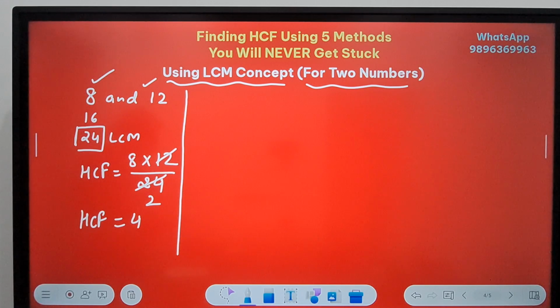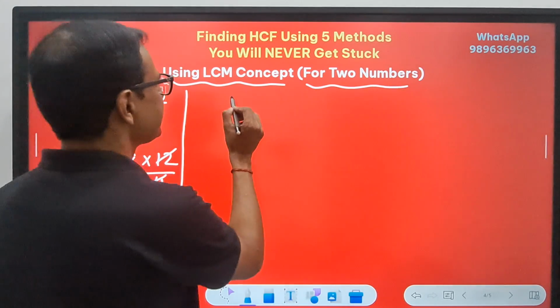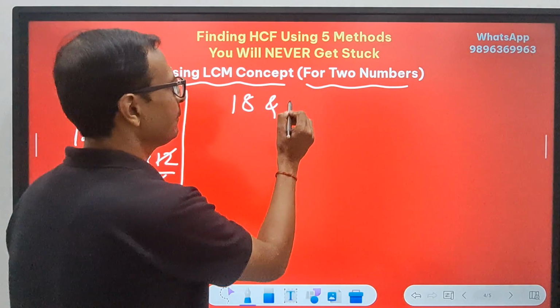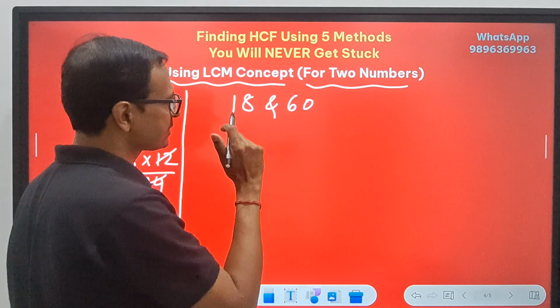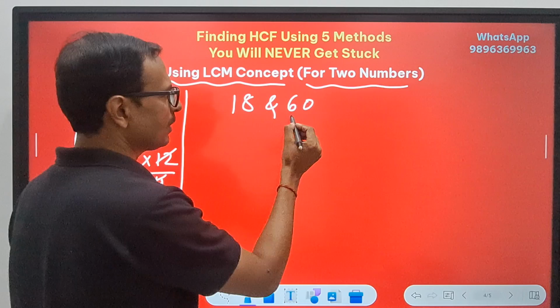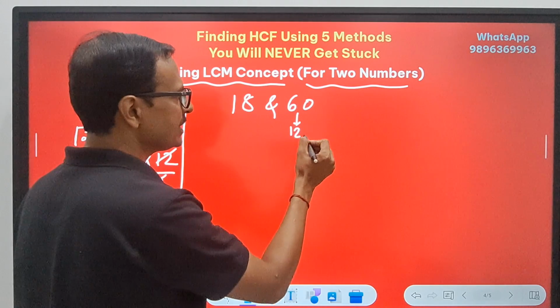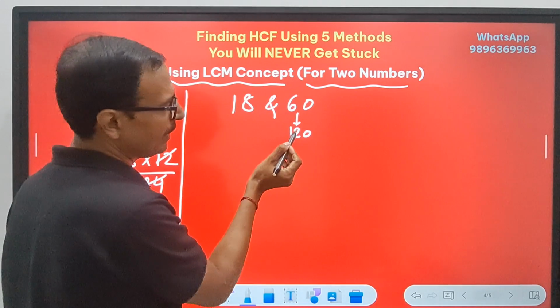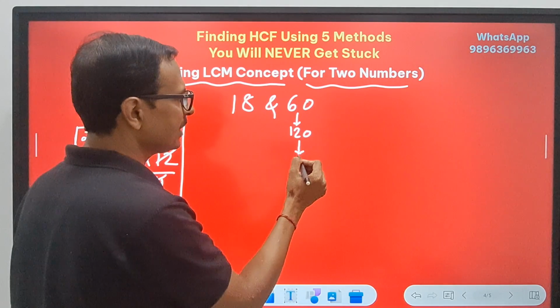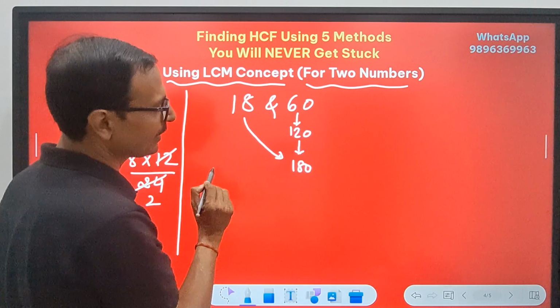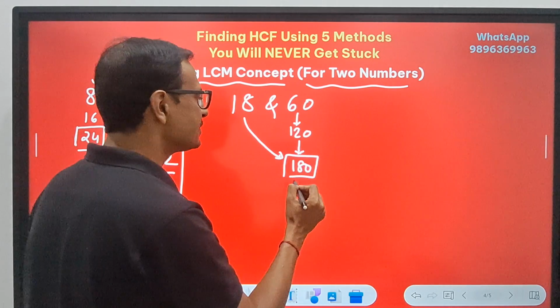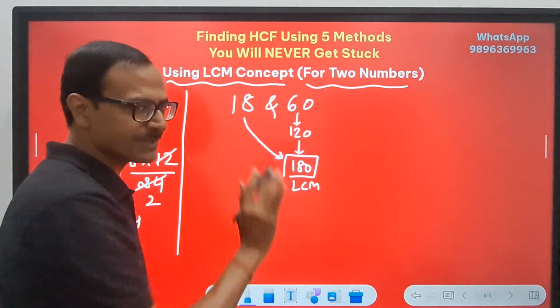Likewise, you can go on and take so many examples. Let's take 18 and 60. Okay. So, I'll take multiples. 60 is not divisible by 18. So, 120, the next multiple, is not divisible by 18. The next number, 180, a multiple of 60, is divisible by 18, right? And so, 180 becomes the LCM of these two numbers.